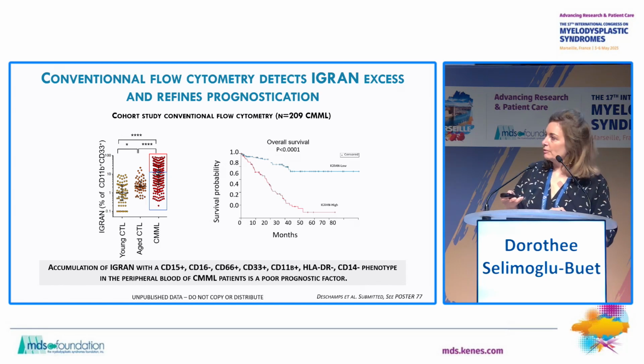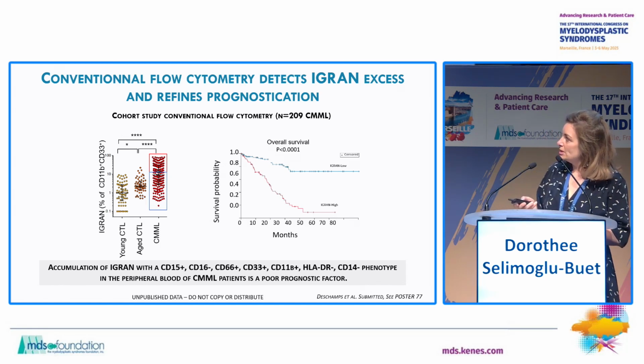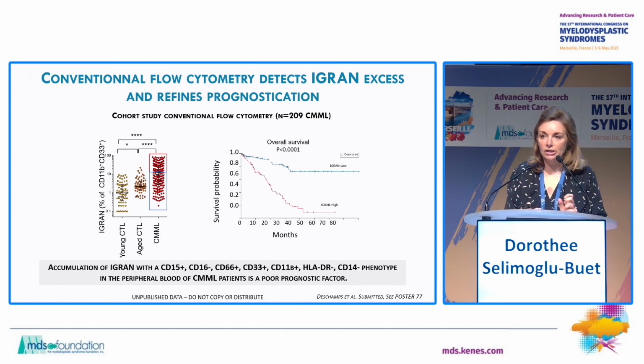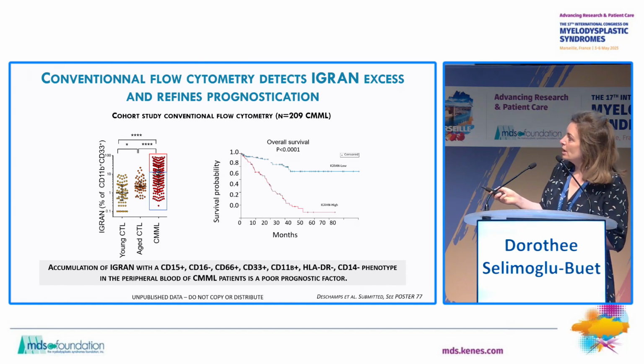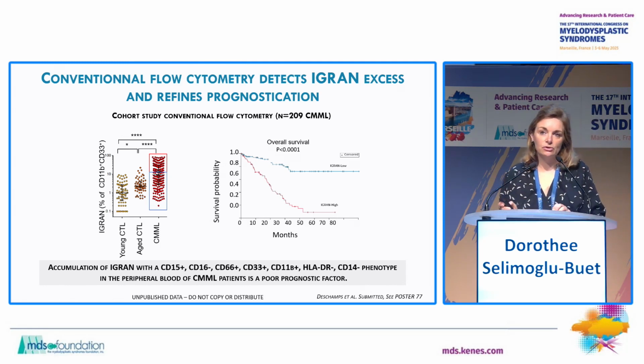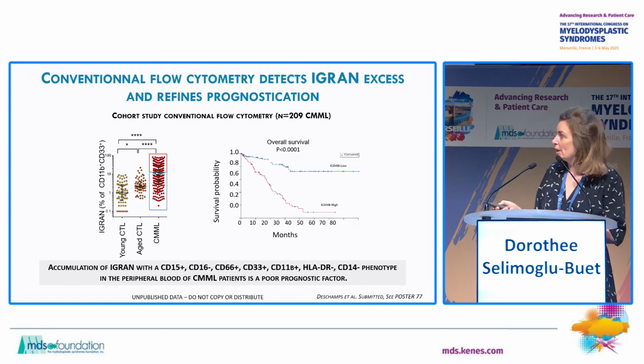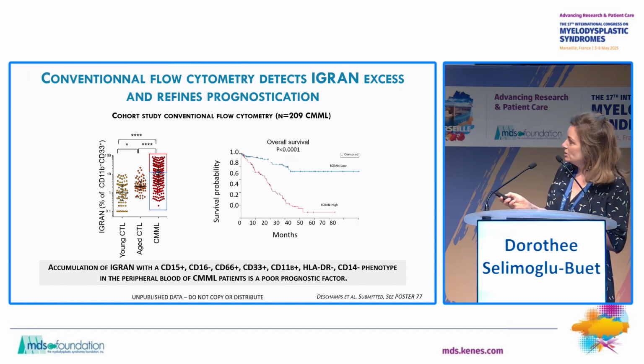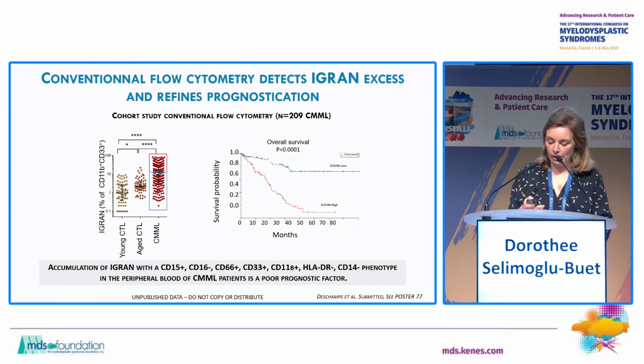We then optimized a gating strategy for conventional flow cytometry to quantify this I-Gran population in CMML blood in a large number of patients and controls, and we confirmed the accumulation of I-Gran in the peripheral blood of CMML patients compared to controls. About 50% of the CMML patients presented accumulation. This accumulation is of poor prognosis when we look at the survival probability of two groups of patients with a high or a low I-Gran accumulation of cells.